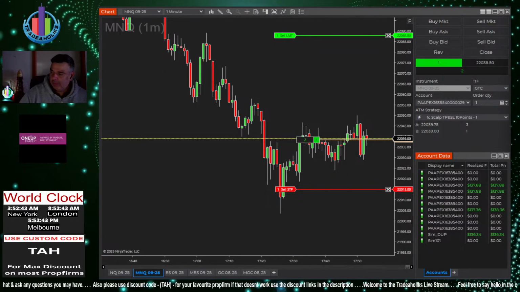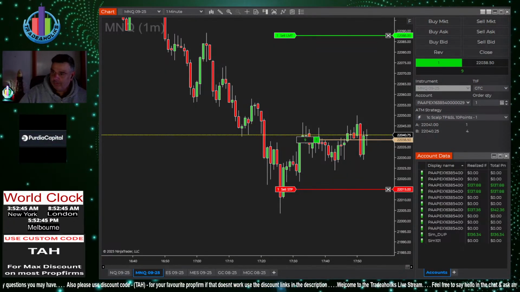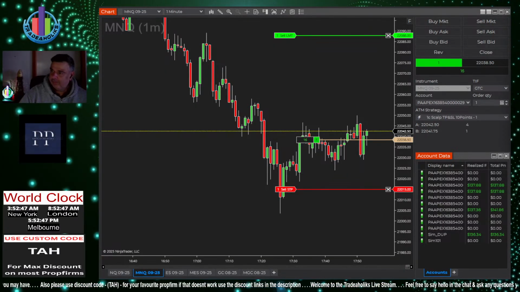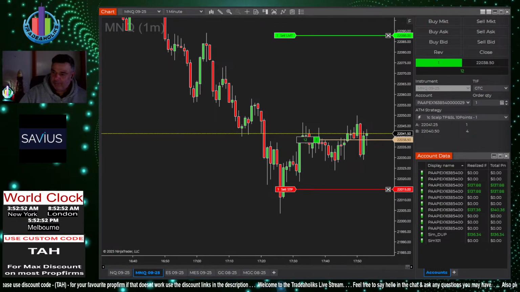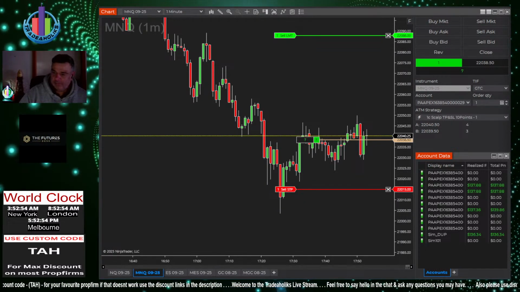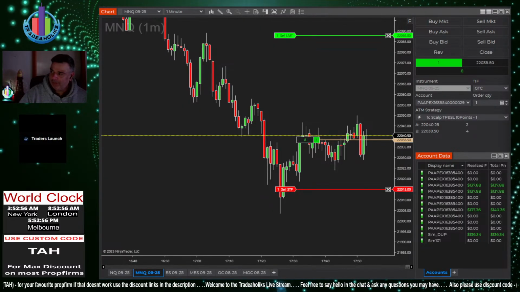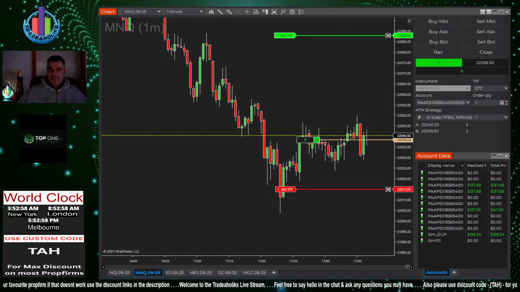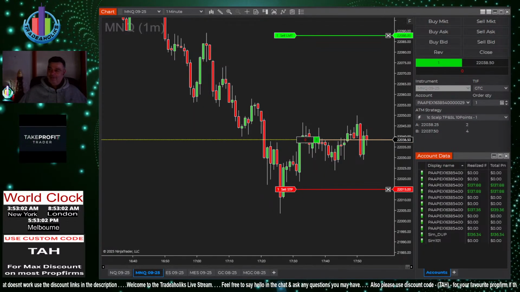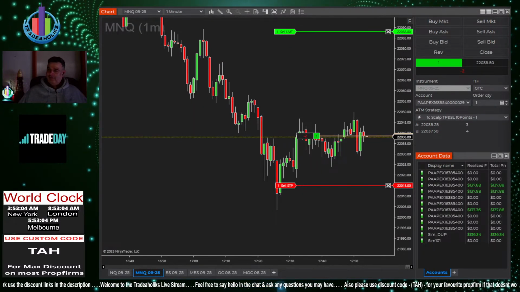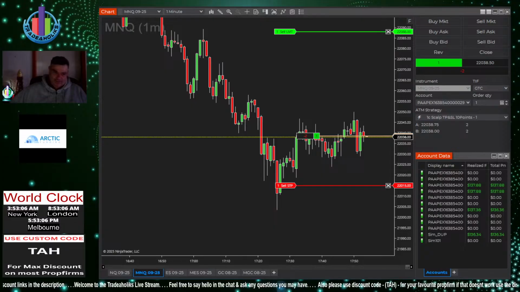Gold's okay. Gold is moving a little bit, not a lot. Moving up. Gold is weird. Sometimes it does the complete opposite to ES and NQ, and then other times it follows it. Mostly does the complete opposite.